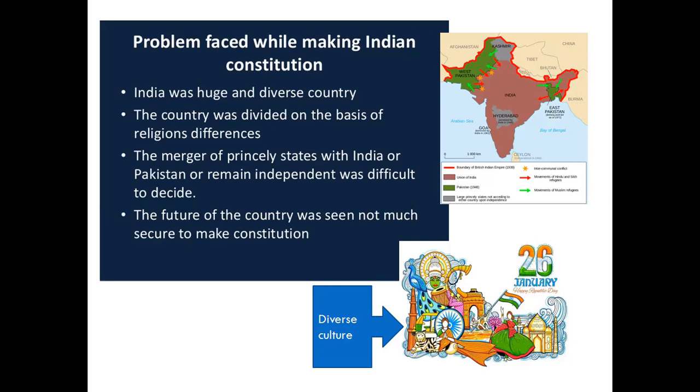So you see, nobody likes to share their small piece of land with anybody. Here we were asking 555 kingdoms to join us. So you can imagine how difficult a task it was. The future of the country was seen as not very secure for making a constitution. So they had to plan according to our future and how the country would be.